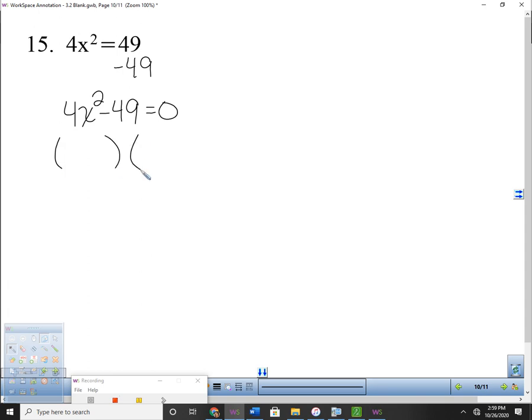So I have 2 binomials. What are the signs? Plus and minus. What's going to go in my front? 2x, and what's going to go in my back? And then what do I do with these parentheses? Set them equal to 0.